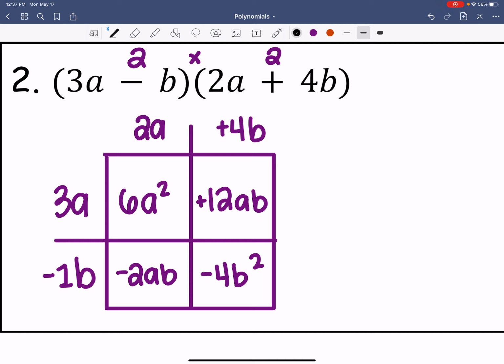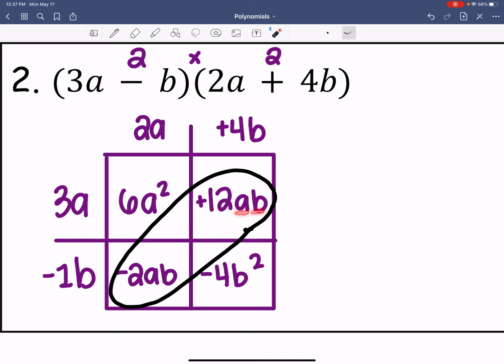Now we want to look for any like terms. Be careful here because a to the second power and b to the second power are not like terms. They have to be the same variable in order to be like terms. 12ab and negative 2ab have the same variables with the same exponents. A to the first power, b to the first power. So those are our like terms here.